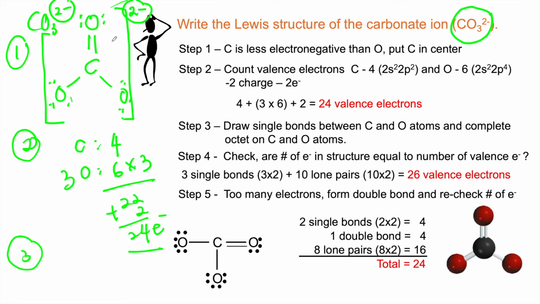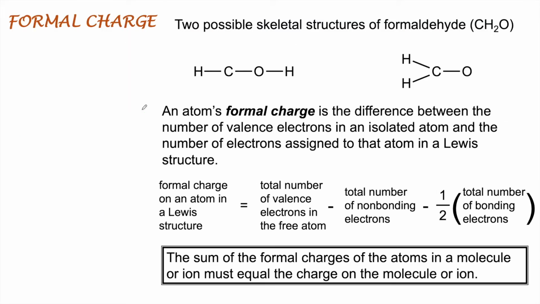So let's check first. 2, 4, 6, 8, 10, 12, 14, 16, 18, 20, 22, 24. It is 24. So this is the Lewis structure for the carbonate ion.